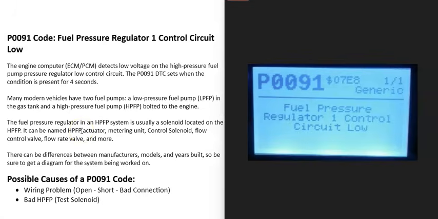So today I'm talking about a P0091 code, what it is and how you can go about fixing it. And so what is a P0091 code? Well, it's a fuel pressure regulator 1 control circuit low. And so what does this mean?